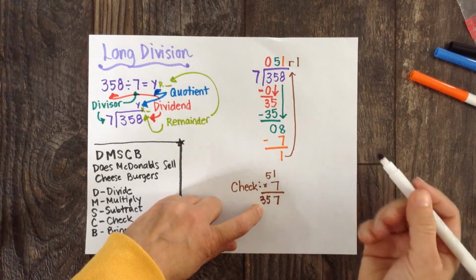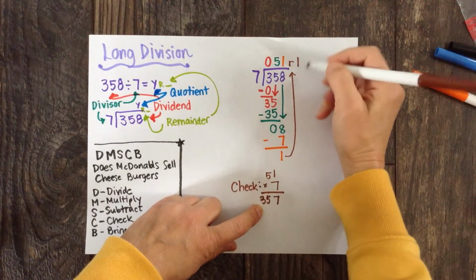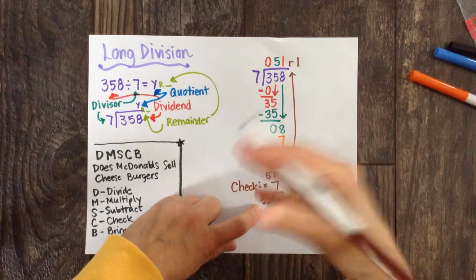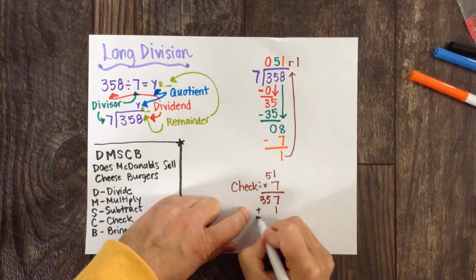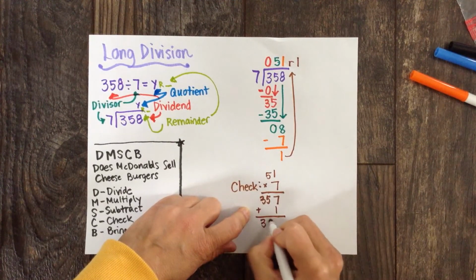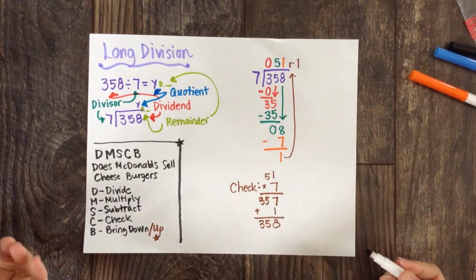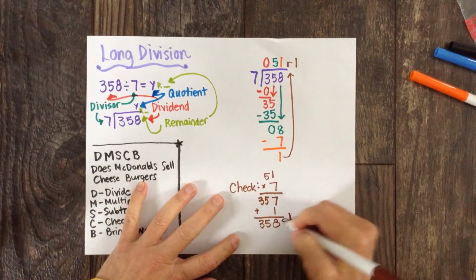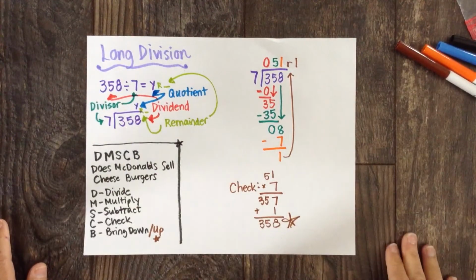What went wrong? That's right. I forgot that I have a remainder. So I have this leftover, and leftover, we just have to add it in. So we're going to add in our 1, our remainder, and we end up with 358, which is our dividend, and we are right. We know that we're right. It always feels good to know that we're right.